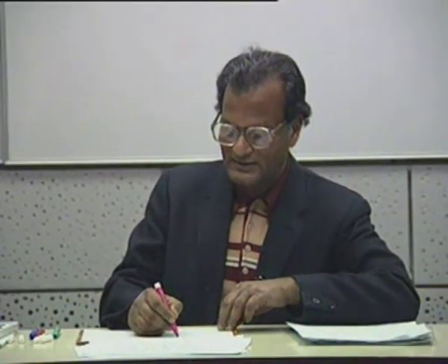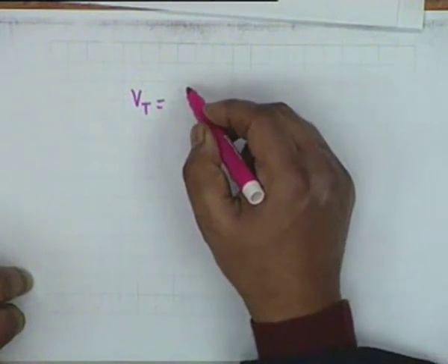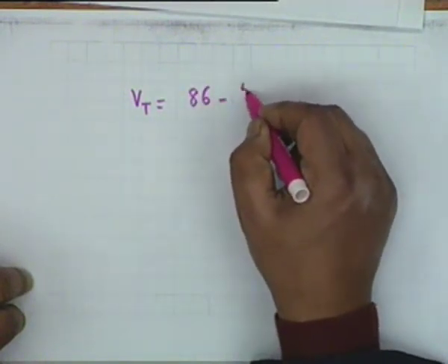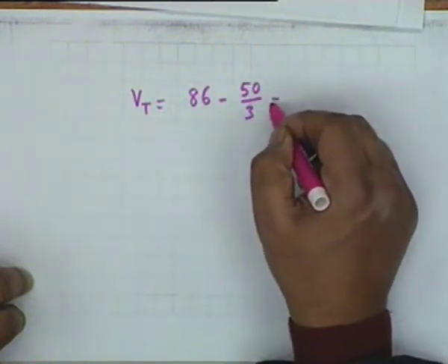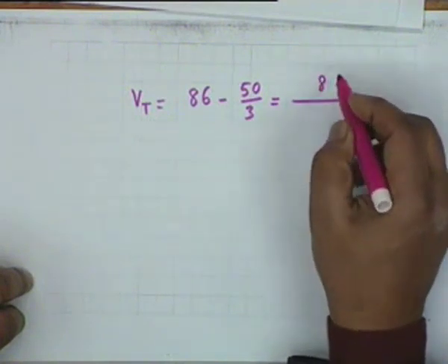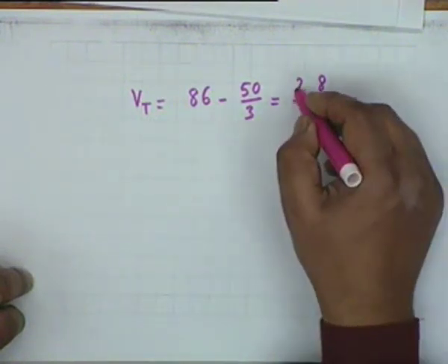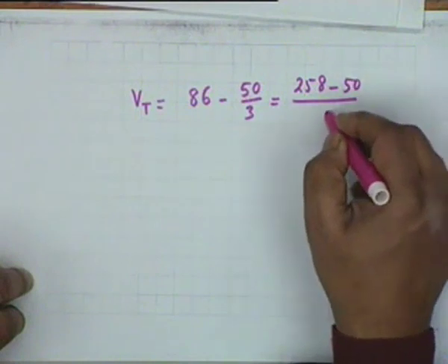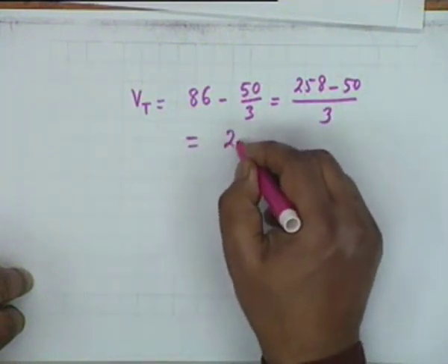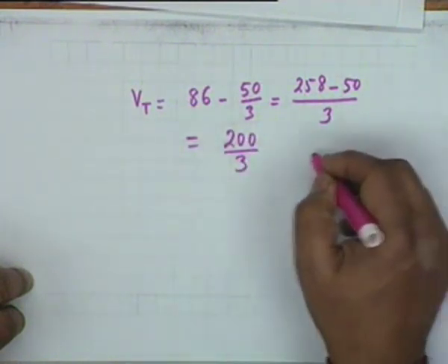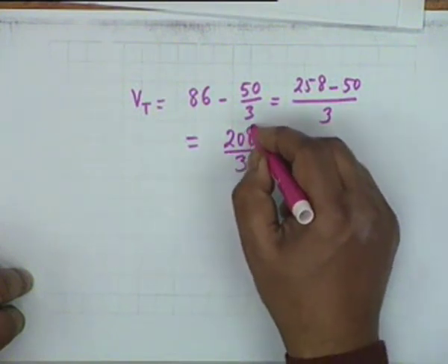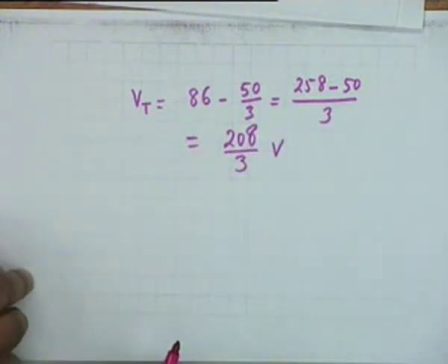And therefore, Vt, our Thevenin equivalent, is simply 86 minus 50 divided by 3, which is equal to 3 times 86, 258, minus 50, divided by 3, is equal to 208 divided by 3 volt. I beg your pardon, 208. This is Vt. Now we want to find out Rt.